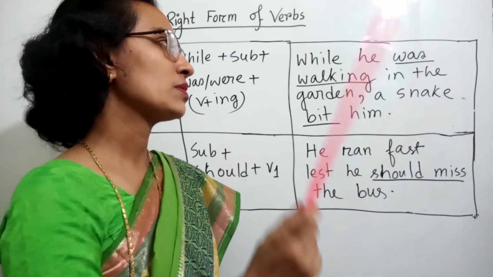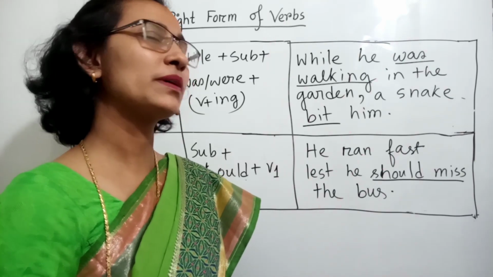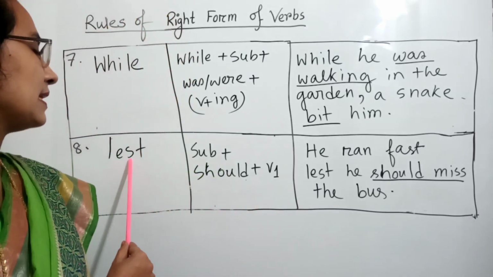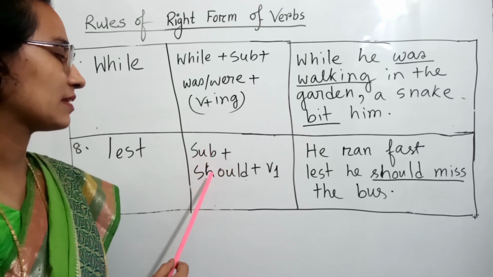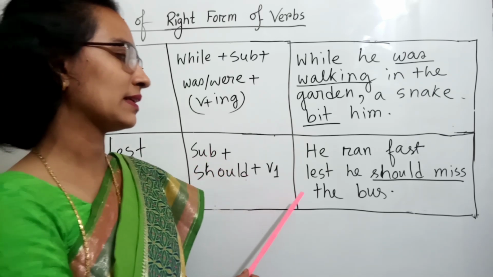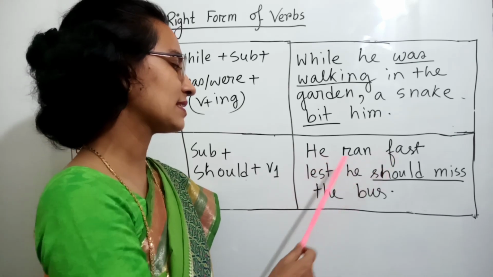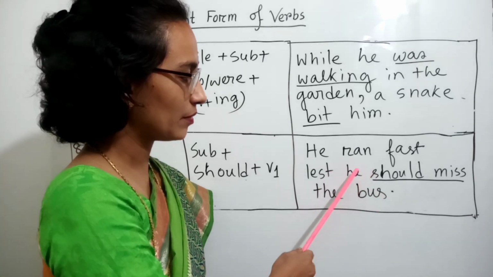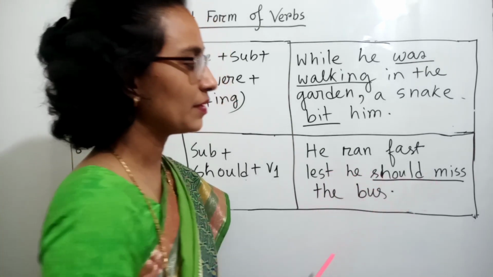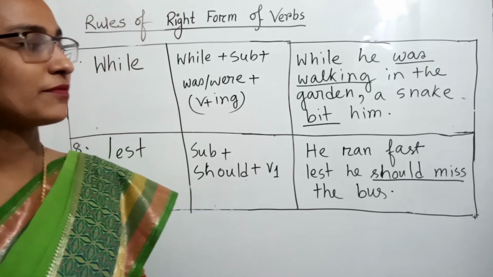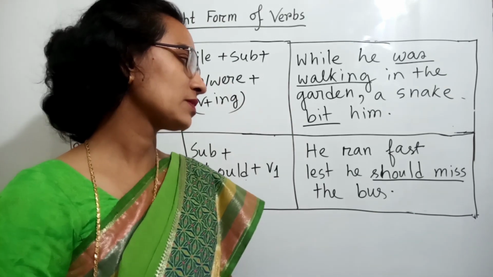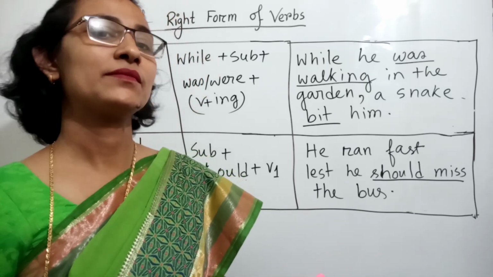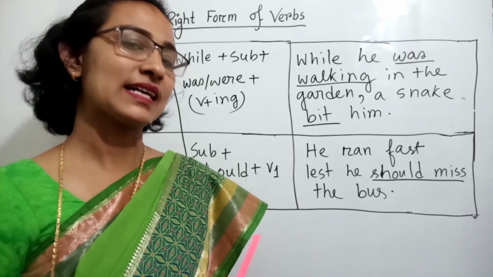That means if you see while in a sentence, one verb will be past continuous and another verb will be past indefinite tense. If you see lest in the sentence, after the subject you need to add should plus V1. The example is: he ran fast lest he should miss the bus. After lest, you need to write should plus V1, that means should plus the main form of the verb. So in this way, you need to write the correct form of verb to express a correct sentence.